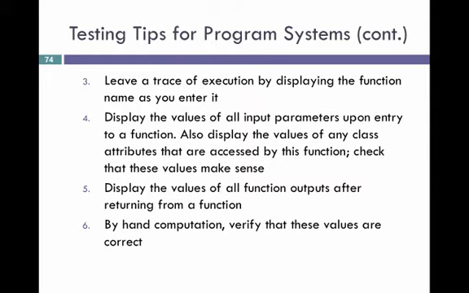You can leave a trace of execution by displaying the function name as you enter the function. You can display the values of all the input parameters, any important class attributes that you access in the function. When you exit the function, you can output the return values. And then you can check that these inputs and outputs are correct.